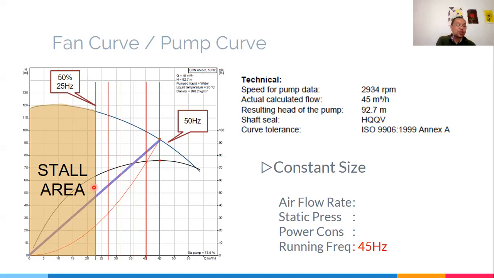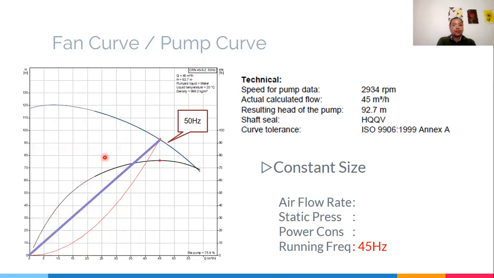Some of the newer motors now, especially the IE5 or the EC motors, could run at even lower hertz, like at 2 hertz, 3 hertz, 4 hertz, they could even run. But the older motors, the stall point or the stall area is usually at 50% or 25 hertz. Okay. So which means if you want your new duty point to be somewhere here, hindi pwede.